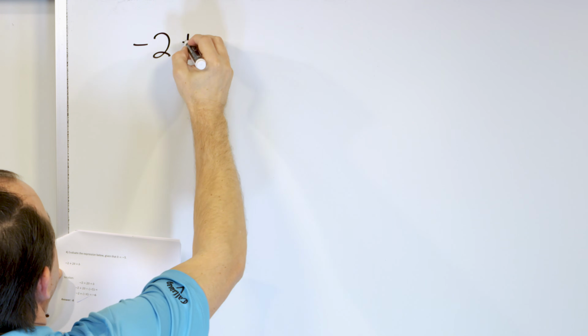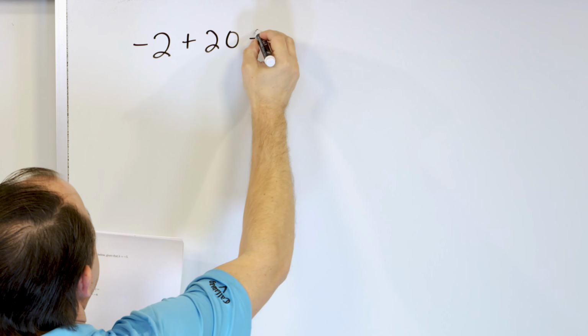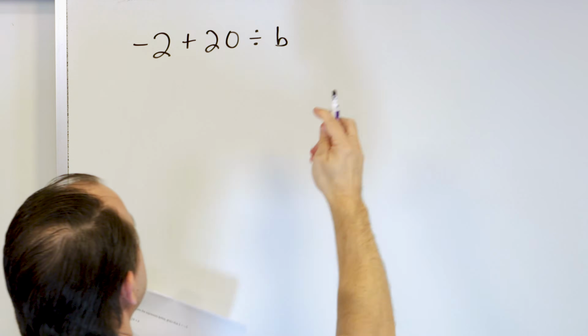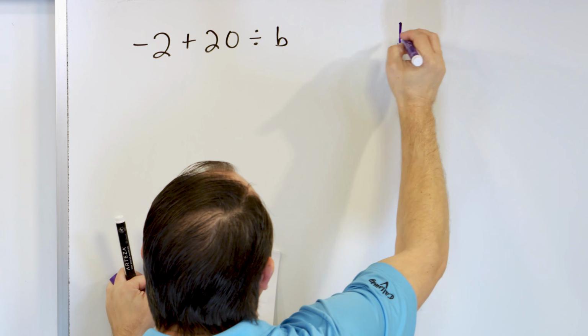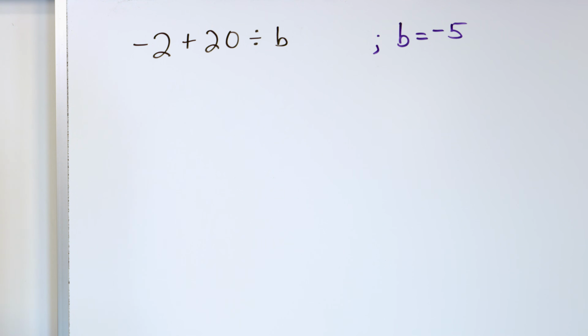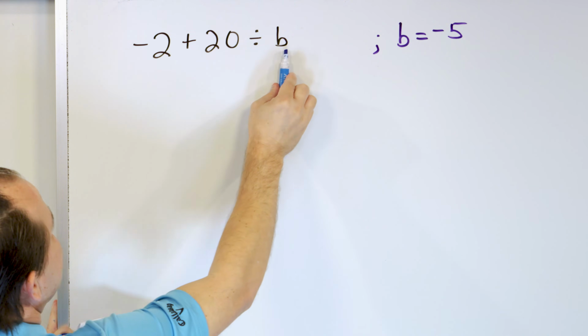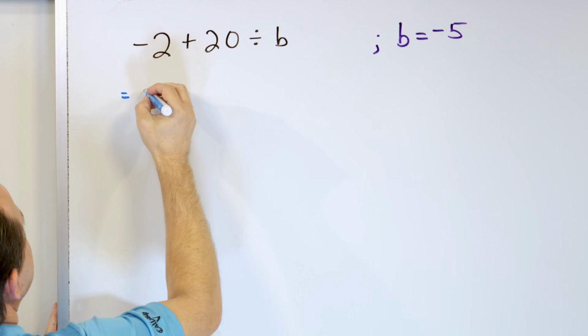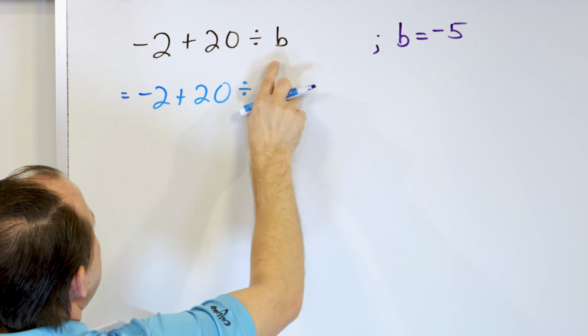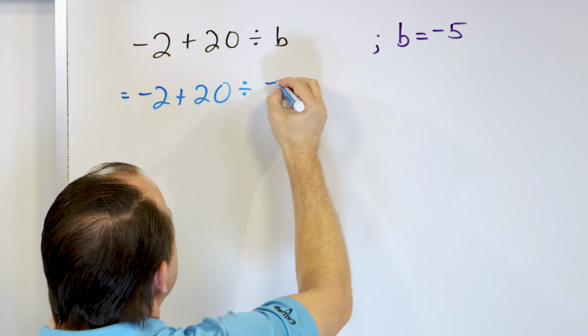And we're going to add to that 20, and then we're going to divide by b. And I'm going to give you that b is equal to -5. So given that b is equal to -5, what you do is you stick -5 into this location right here. So we rewrite it, -2 plus 20, and then we divide by, and then since there's a negative sign, you could leave it like this.